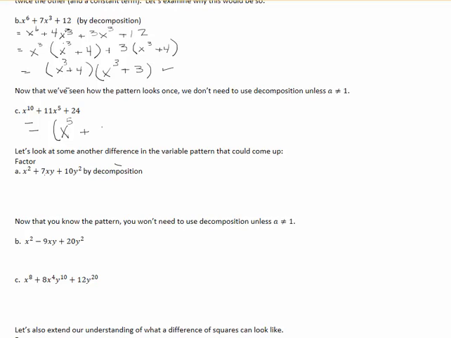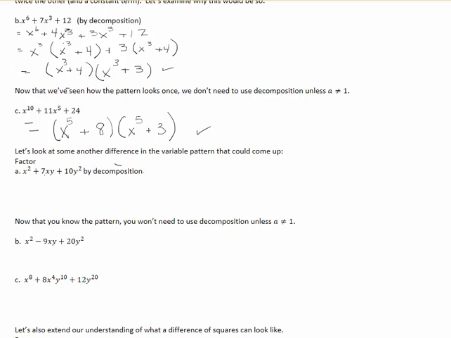Our magic numbers would be 8 and 3. Again, that has to have the exponent of 5. So 8 times 3 equals 24, which is the same as the c term, and those 8 plus 3, when you add them together, equals 11. So that's factored now without having to do decomposition, and it's fully factored. We don't have to go any further.